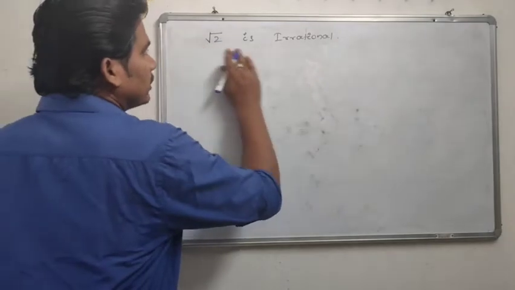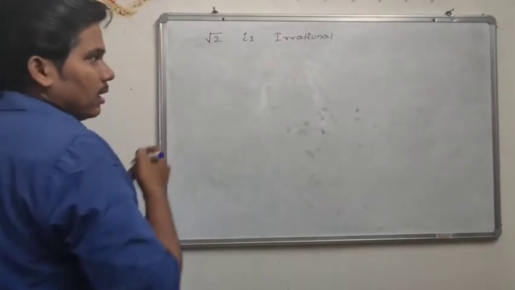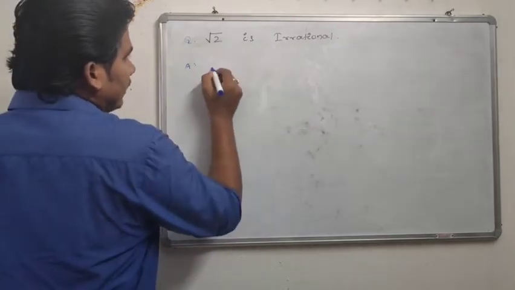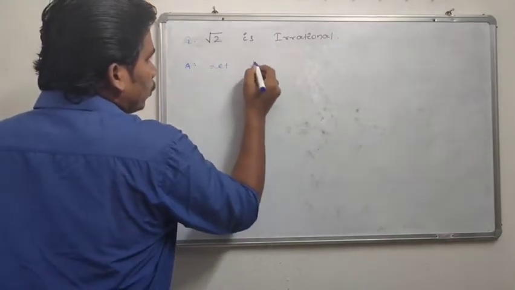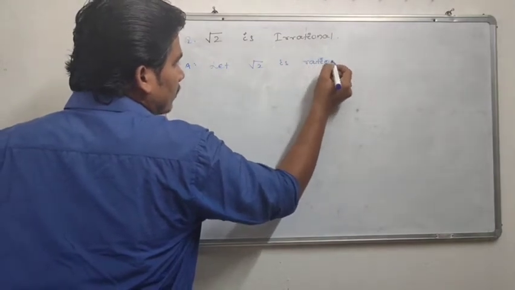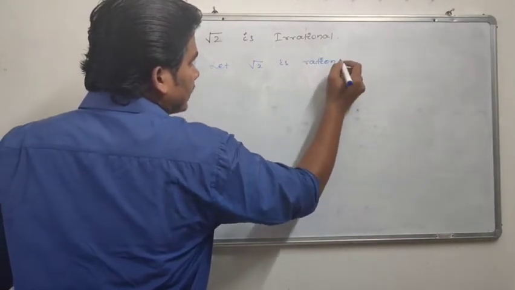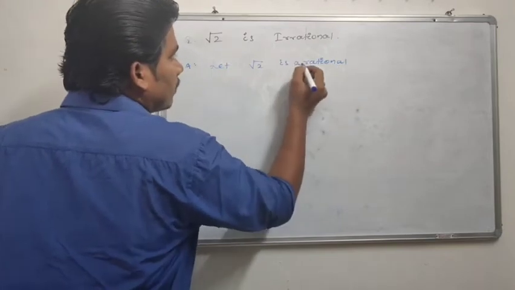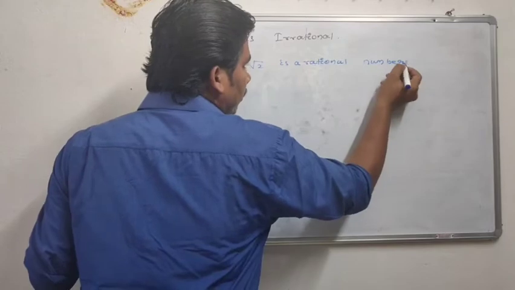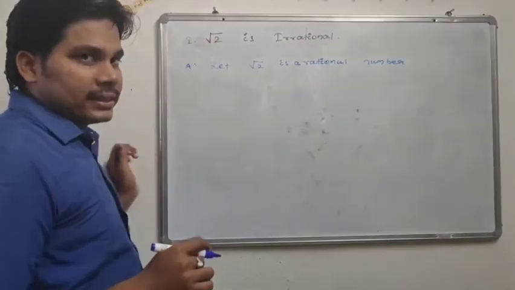Let's take the question: given root 2 is irrational. Then the answer should start like this: let root 2 be rational. Root 2 is a rational number. If root 2 is a rational number, then how can we represent it?